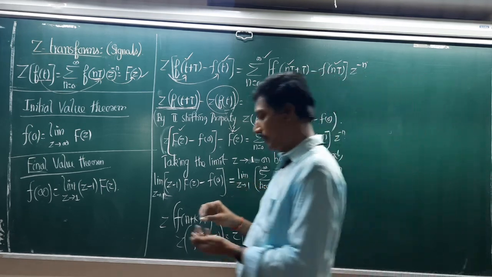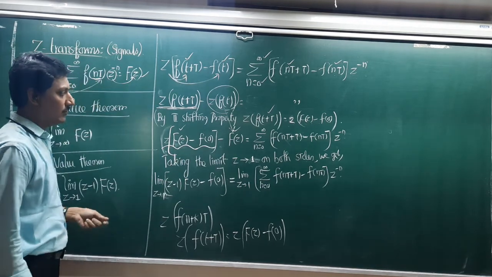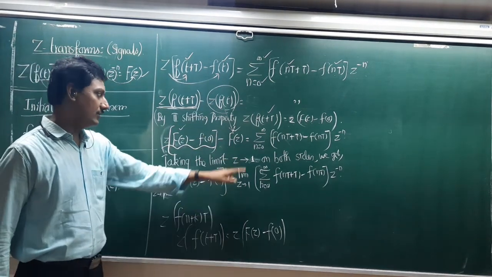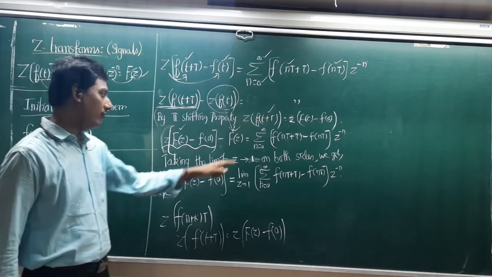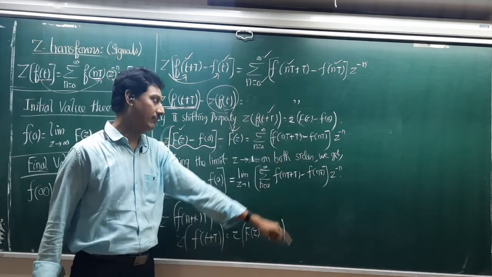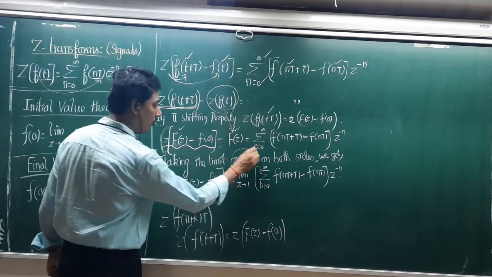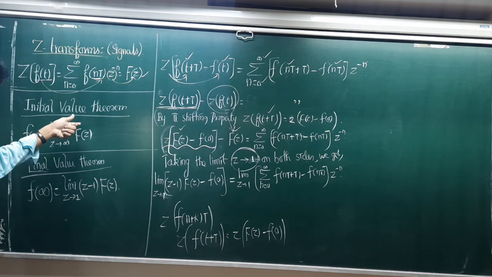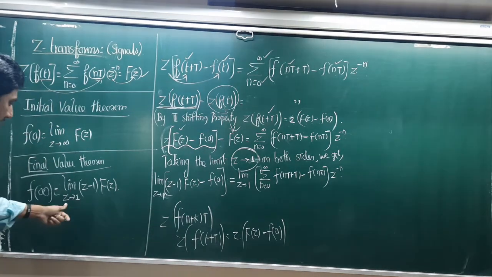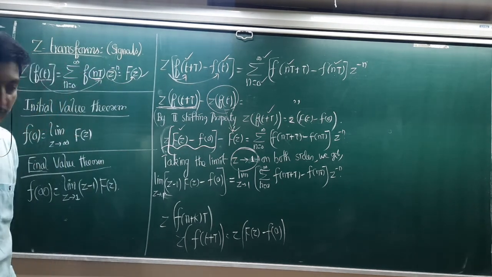Now this can be rewritten. This term can be rewritten as z into F of z minus f of 0, and this minus F of z is equal to sigma n equal to 0 to infinity of f of (n T plus T) minus f of n T, times z power minus n. Now taking the limit z tends to 1, because it is the final value theorem. For the initial value theorem, it is limit z tends to infinity. That's it. Z tends to 1 on both sides. What will we get?